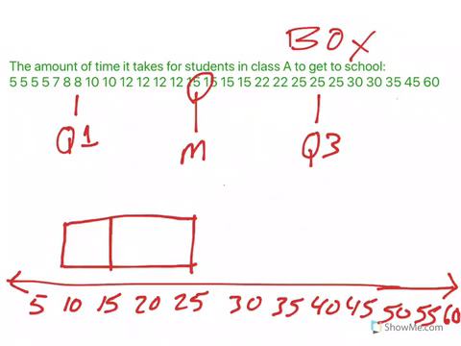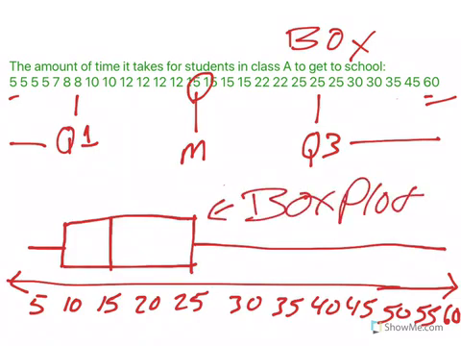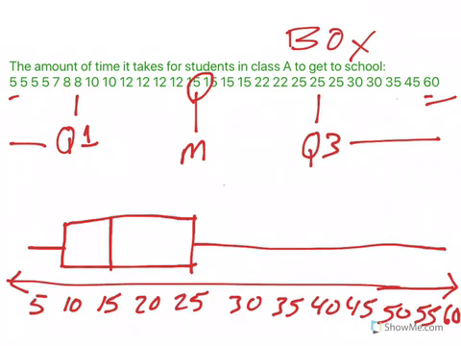All right, now the last step is I'm going to draw a line segment connecting the lowest value to the box, and a line segment connecting the highest value to the box. Here the lowest value is 5, so I'm going to draw a line that connects to the box and goes to 5, and then the highest value is 60, so I'm going to go all the way out from the box to 60, and this is called our box plot.